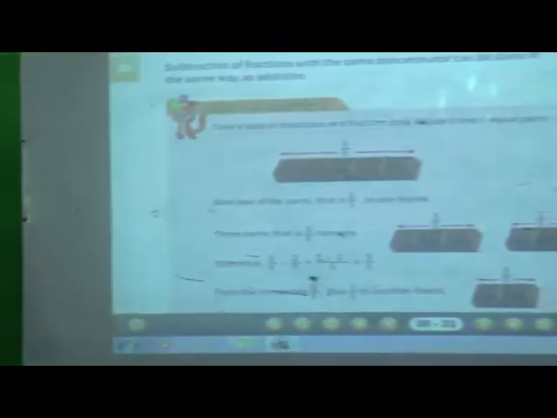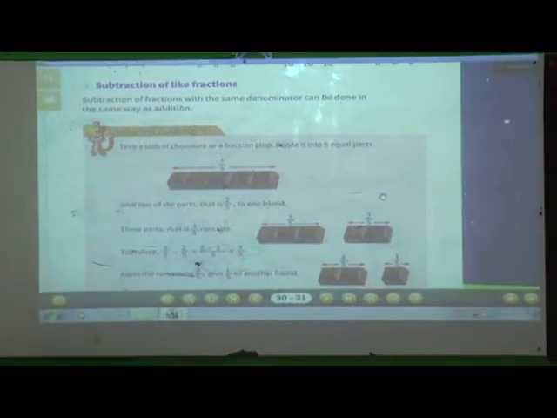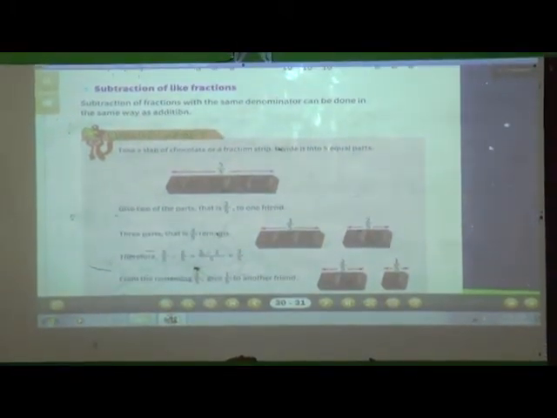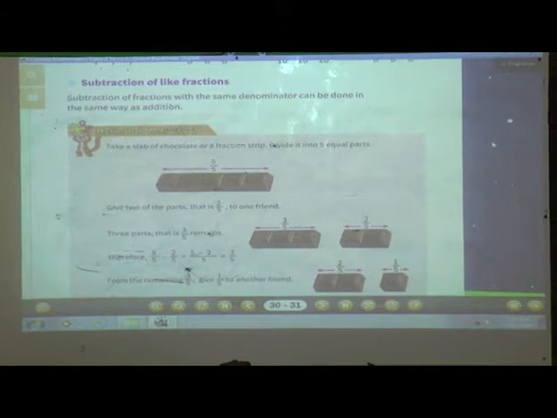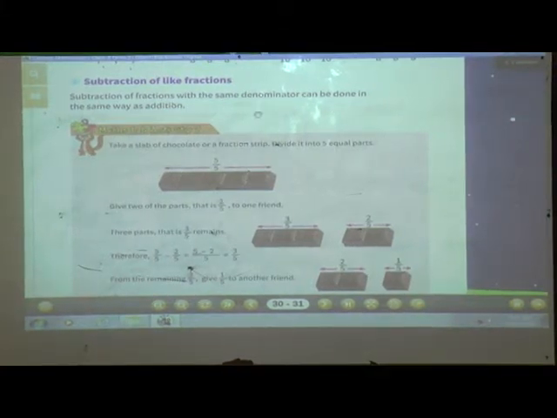Now today we are going to see the subtraction of like fractions. So open your textbook, page number 31. Look at the board here. Subtraction of like fractions. Subtraction of like fractions with the same denominator can be done in the same way as addition. How we have done the addition of like fractions? In the same way only we have to do the subtraction also.